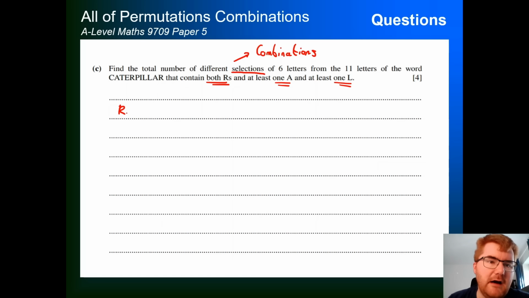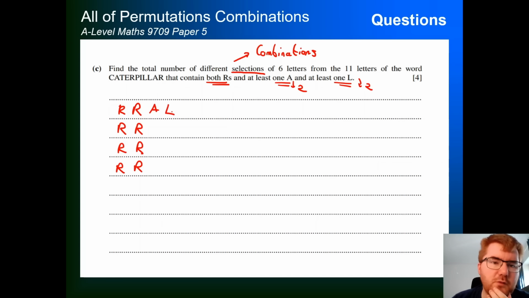So we have R and R. So we're going to have R and R in each of our different situations. And now let's think of at least one A and at least one L. Remember, there are 2 of each here. So there's 2 of these and 2 of these. So we'll start with A and L, so just 1 of each.